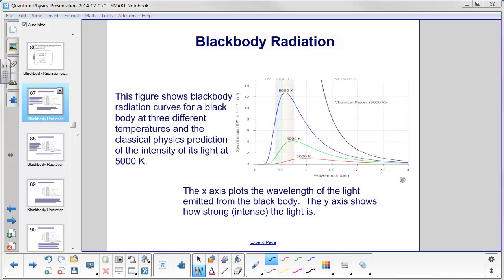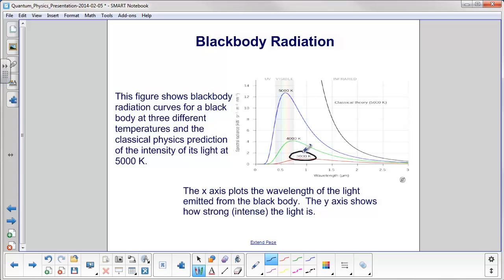Time for a graph. There is a lot going on this slide, so let's take this one slow. What we're showing here are blackbody radiation curves for a blackbody at 3 different temperatures. And let me highlight that. See this red line right here? That's when the blackbody's temperature is 3000 Kelvin. Over here, that's when the blackbody is at 4000 Kelvin. And this blue curve here is at 5000 Kelvin.